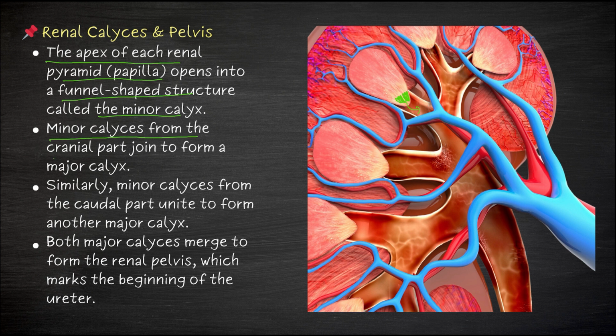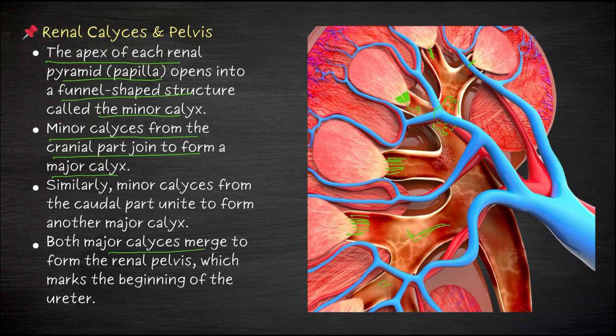Minor calyces from the cranial part join to form the major calyx. So these are the minor calyces, and this is the cranial major calyx. Similarly, these are the minor calyces from the caudal part. They join to form this structure, the caudal major calyx.